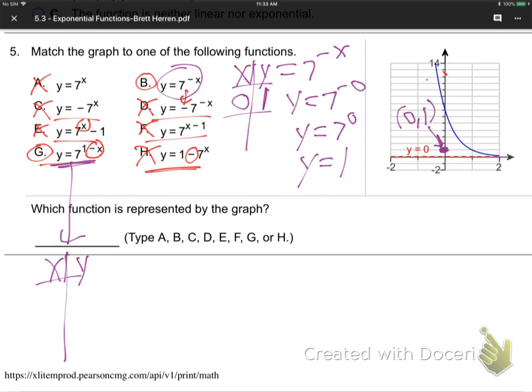And I know you're probably thinking, well, it's the only option left. It's got to be G. Right. But on my test, there's always the none of the above, so let's make sure it's really G. So what am I going to plug in? Write this out here: 7 to the 1 minus x. What would be the easiest thing to plug in?